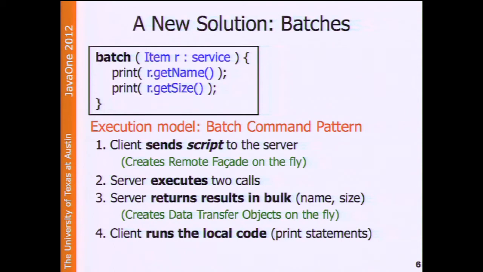So the way it works under the covers is that the compiler transforms this code to run it in a completely different way. Instead of calling a remote object and another remote object, it completely rewrites the code to send a script to the server that contains 2 lines, get name and get size, on the root object. And then the server executes those 2 calls, and because the 2 calls have been tagged to say that the client needs the results, it makes a pair of results and brings them back. And then the client runs the local code, namely the 2 print statements. So the execution model is completely different than ordinary Java, which is fine.